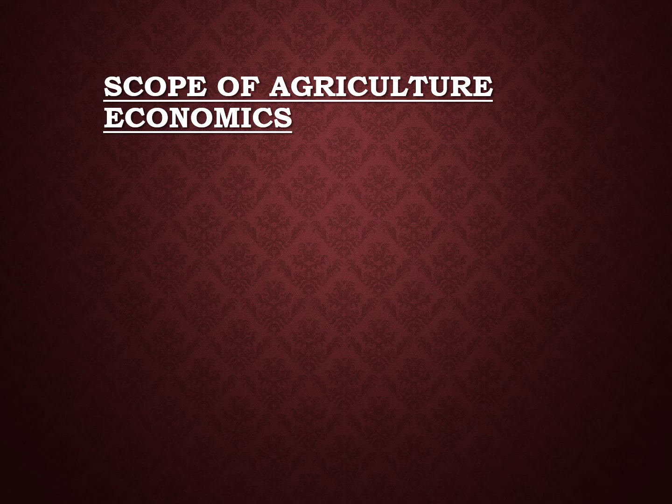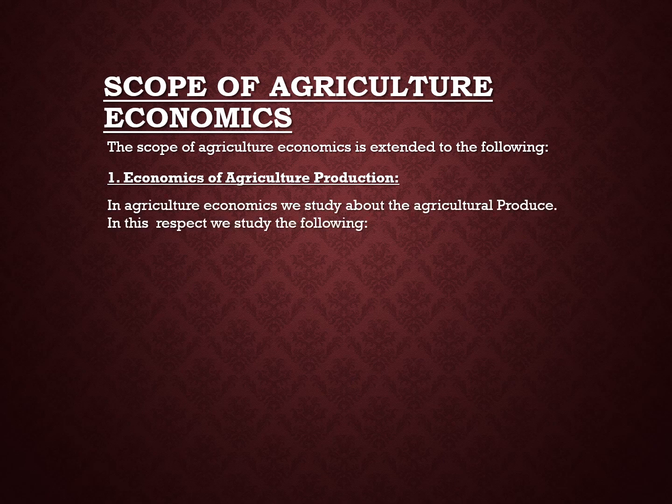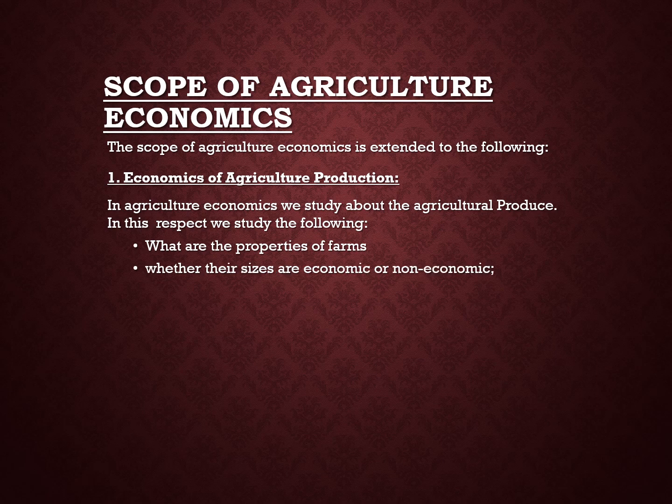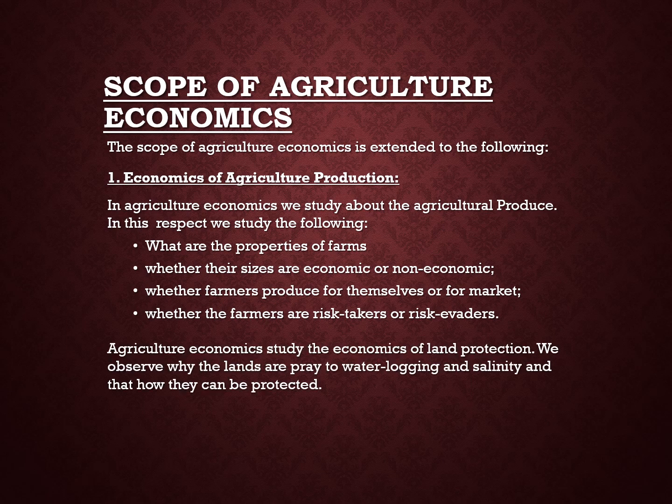When we now go to the scope of agricultural economics, the scope is extended to the following. Number 1, economics of agricultural production. In agricultural economics, we study about agricultural produce. In this respect, we study the following. What are the properties of the farms? Whether their sizes are economic or non-economic. Whether farmers produce for themselves or for the market, that is for commercial purposes or only for consumption. Another one is whether the farmers are risk takers or they are evading risks. Agricultural economics also studies the economics of land protection. We observe why lands are prey to waterlogging and salinity and how they can be protected.